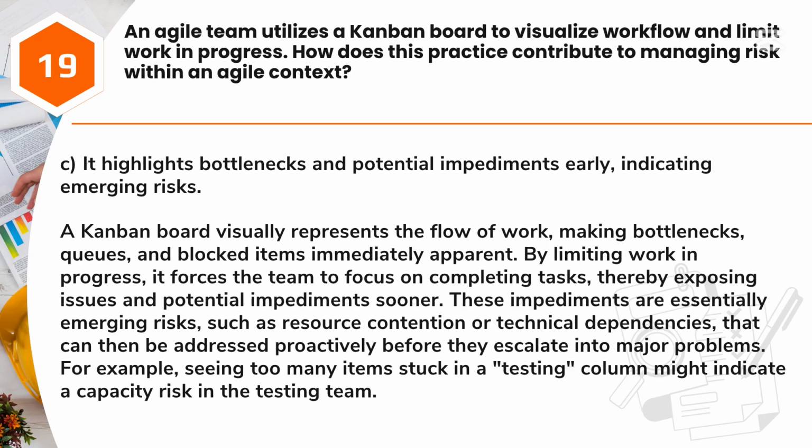Answer: C. It highlights bottlenecks and potential impediments early, indicating emerging risks. A Kanban board visually represents the flow of work, making bottlenecks, queues, and blocked items immediately apparent. By limiting work in progress, it forces the team to focus on completing tasks, thereby exposing issues and potential impediments sooner. These impediments are essentially emerging risks, such as resource contention or technical dependencies, that can then be addressed proactively before they escalate into major problems. For example, seeing too many items stuck in a testing column might indicate a capacity risk in the testing team.